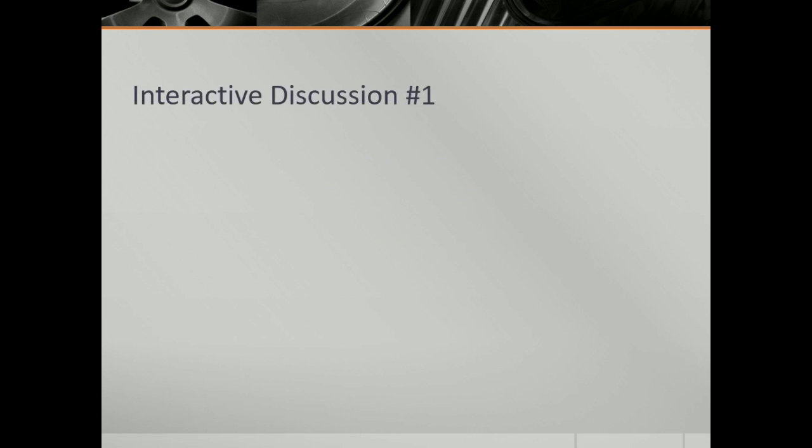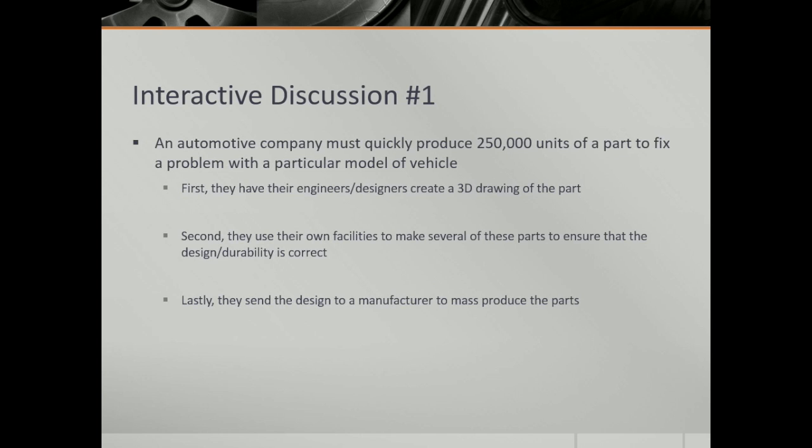Let's start by doing two interactive discussions. At this point, pause the video and read the prompt and discuss as a class. In particular, focus on the strengths and weaknesses of the manufacturing process described, and whether or not it can be improved. Resume the video when you're ready to continue.